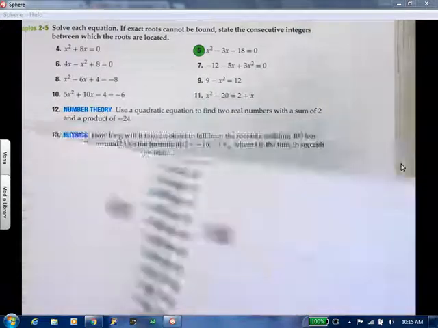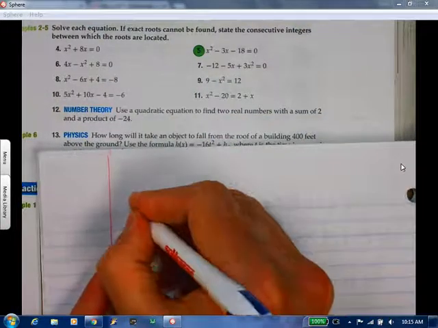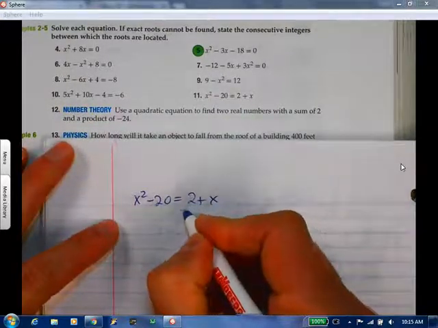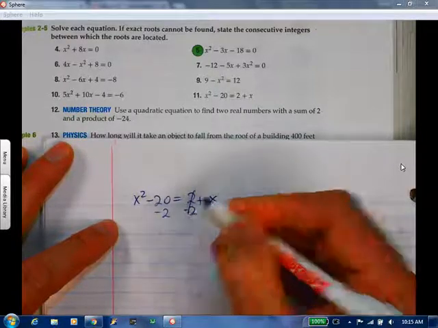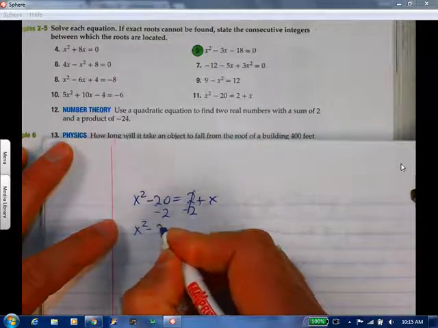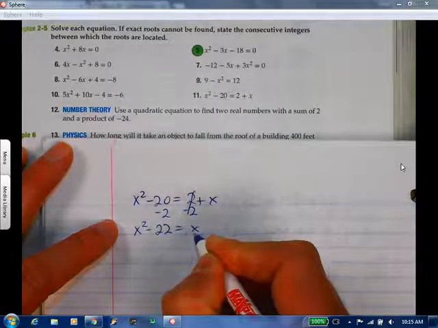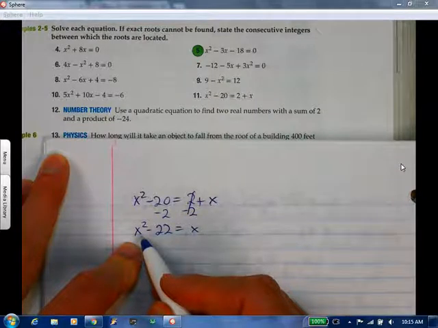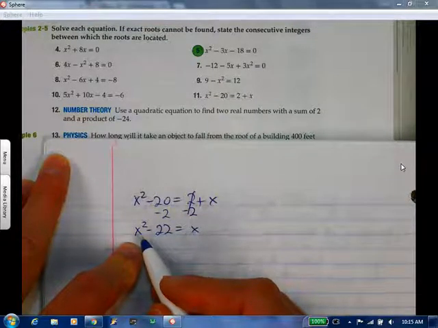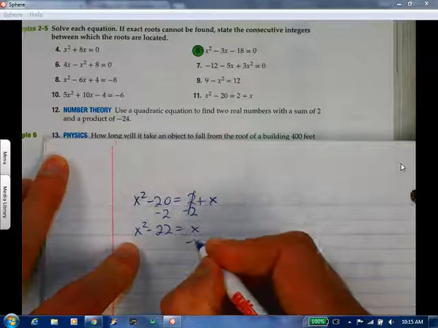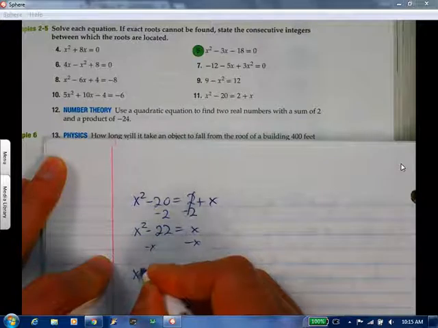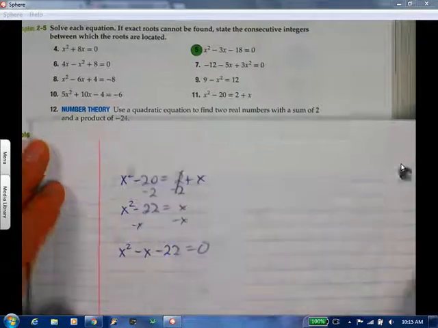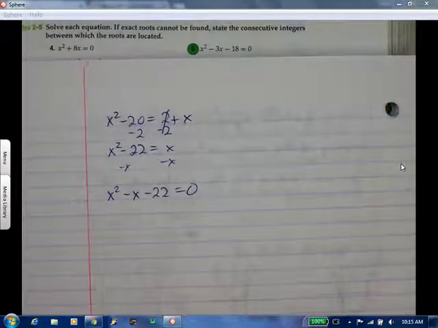So if I have x squared minus 20 equals 2 plus x, I minus the 2. I can minus the 2 here. I can simplify that. Now when I move the x over, can I simplify the x with the x squared? Are they the same or different? They're different, okay? Remember that. X squared is a different number than x. So when I minus x, there's nothing to put it with, so it's just x squared minus x minus 22 equals 0. And now you're ready to graph.